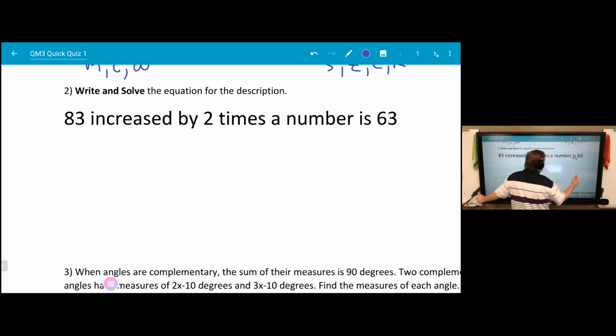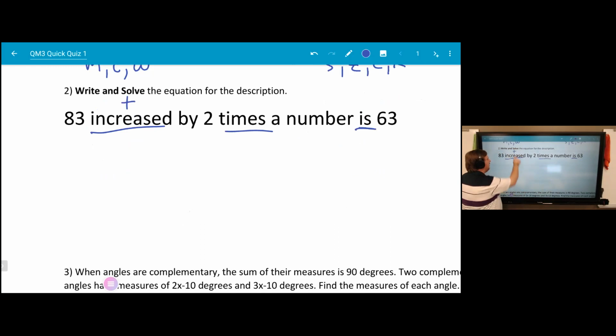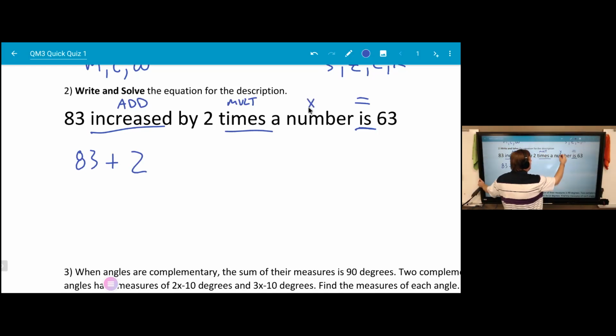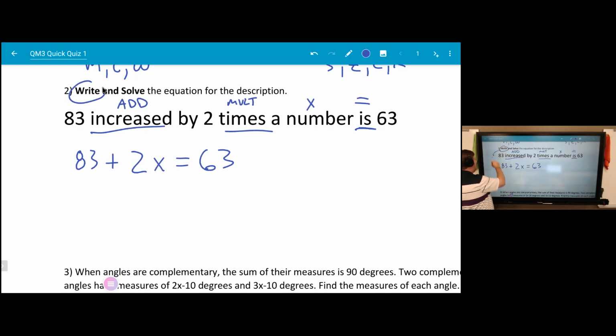First thing I'm going to do, I'm going to underline increased, and times. Increased means addition. Times means multiply. Number or is equal. I have to write and solve the equation. Write and solve. I'm going to add some things. 83 increased by 2 times a number. 2 times what number? We don't know what that is. 2x is 63. This is the writing part.